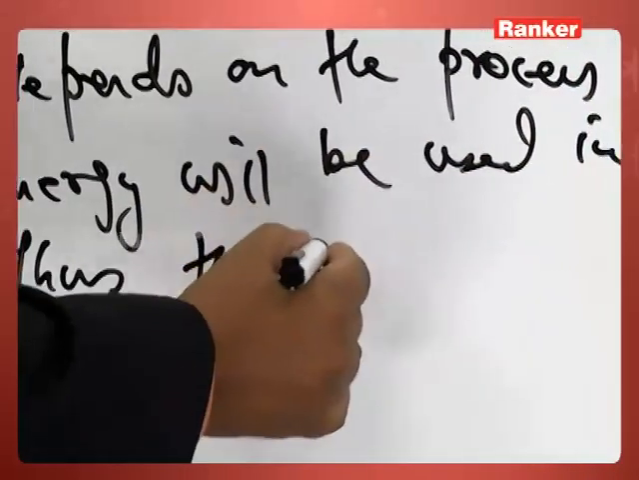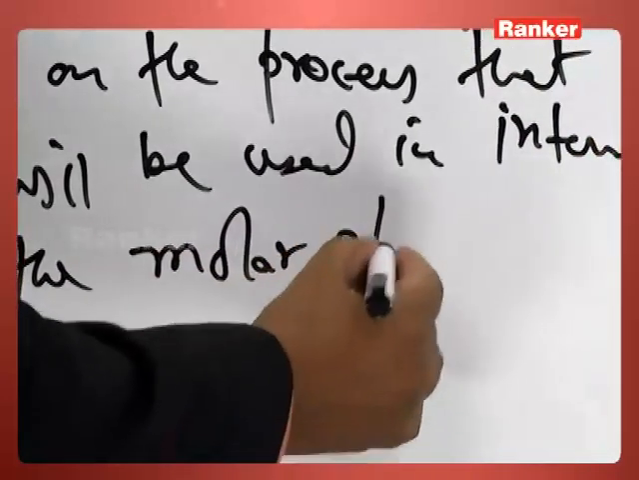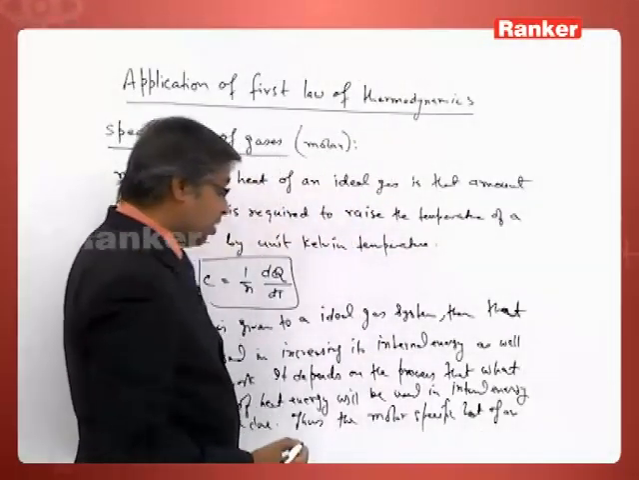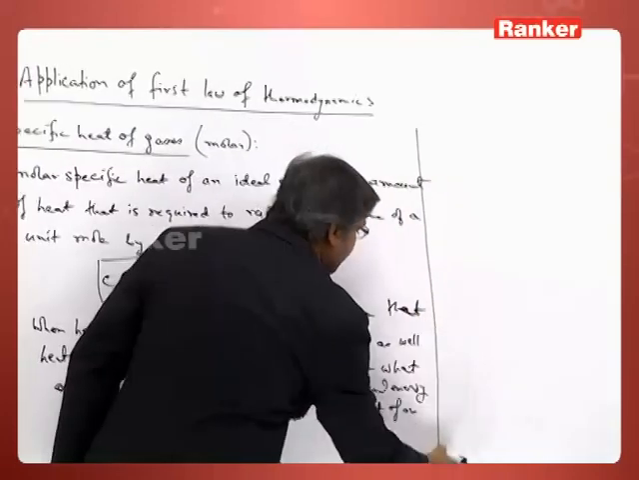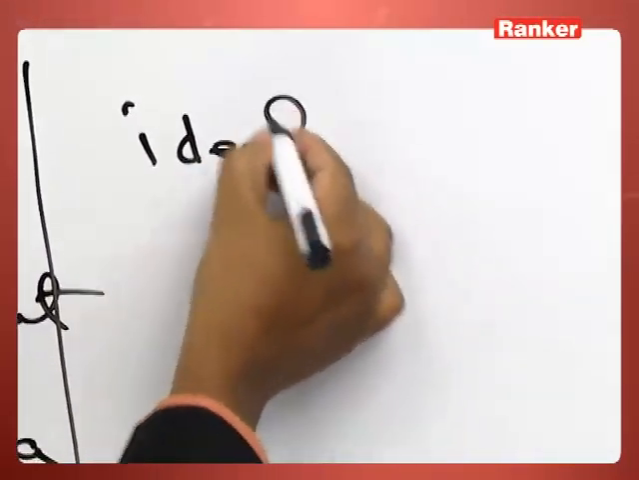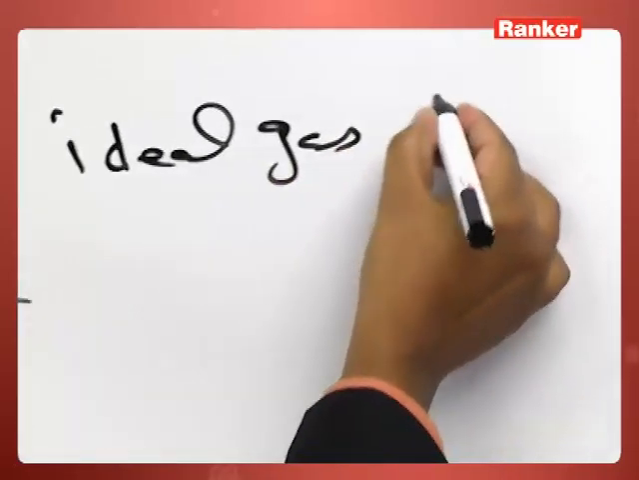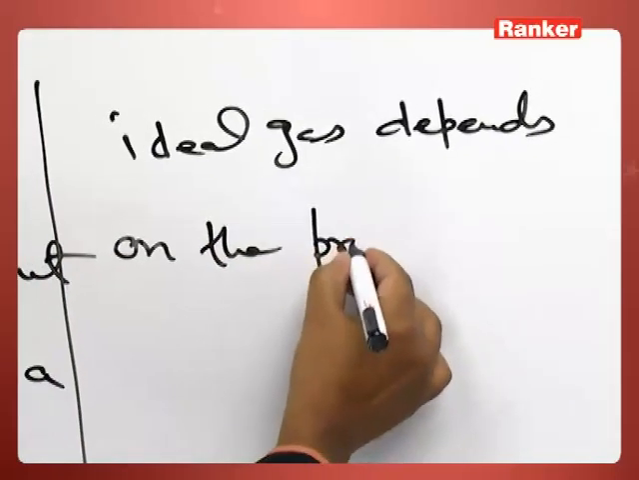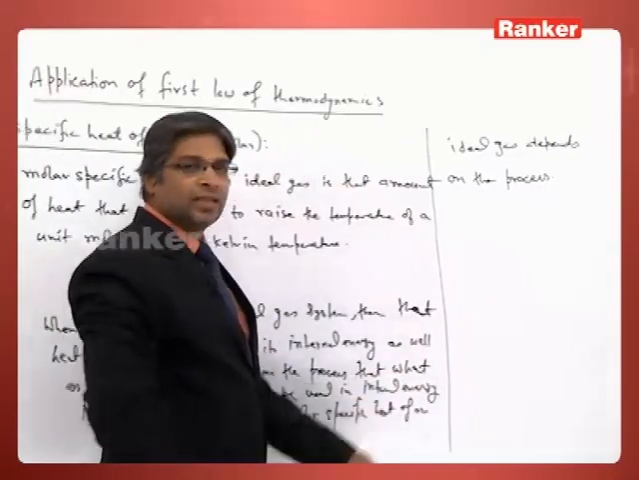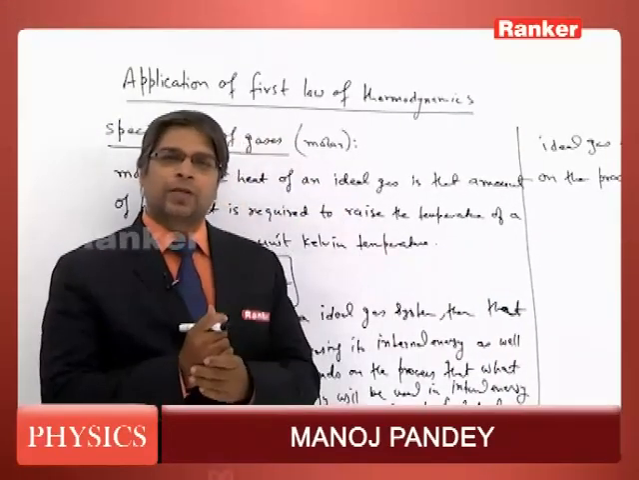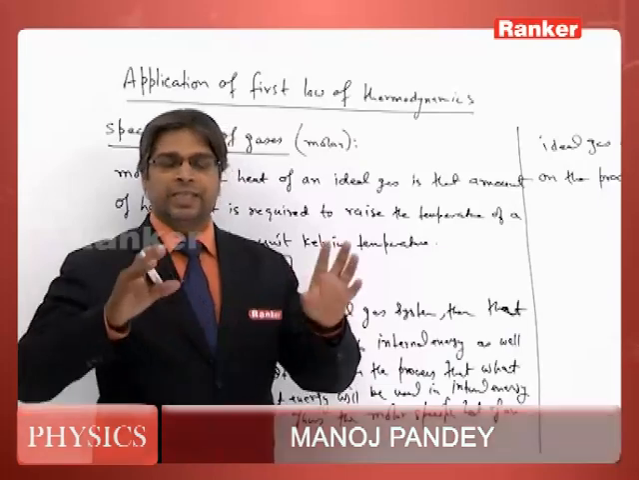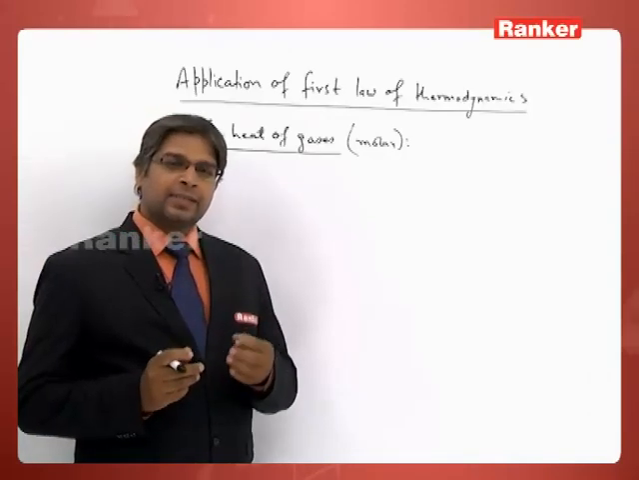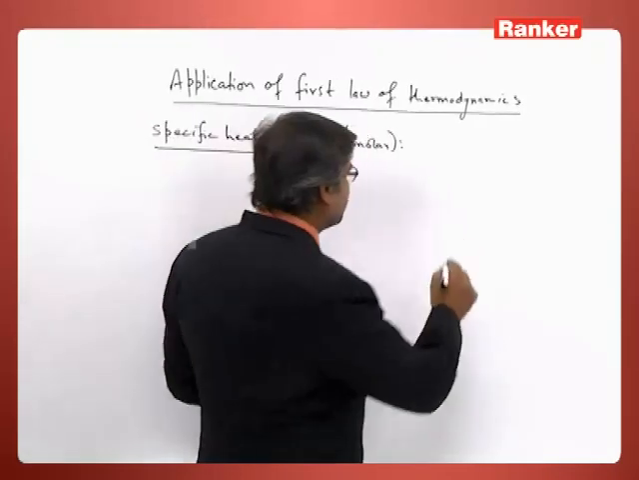So we see thus the molar specific heat of an ideal gas depends on the process. There can be infinite types of processes possible, so the specific heat of an ideal gas can also have infinite values. Now let us see some basic, very popular processes.